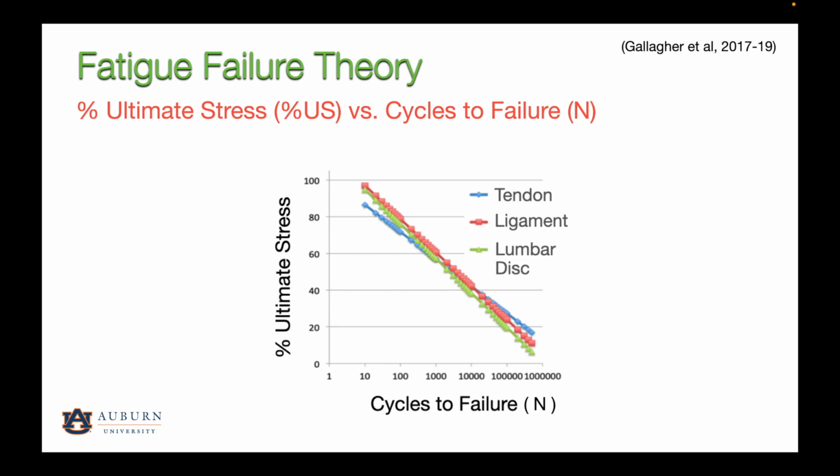This shows the ultimate stress versus cycles to failure. Notice the x-axis is logarithmic, so it increases by orders of magnitude of 10. So, it goes from 1 to 10 to 100 to 1,000. So that's what enables us to do a straight line. Otherwise, it's a very steep curve right there. But it shows for tendons, ligaments, and lumbar disc.